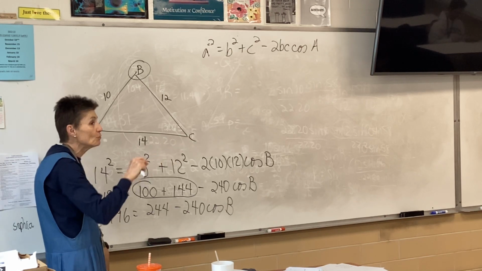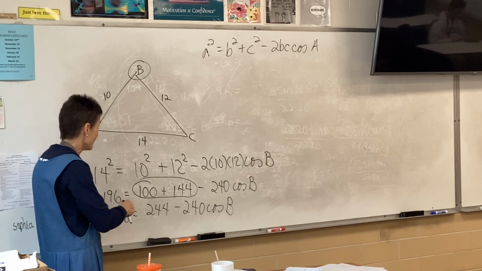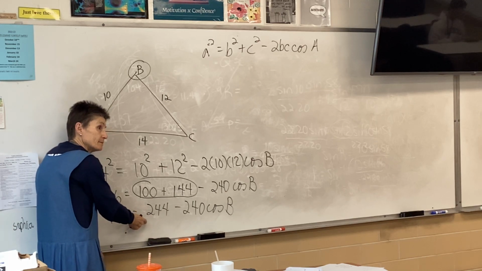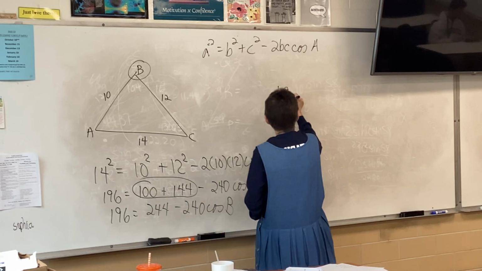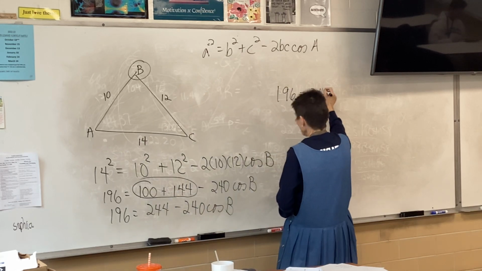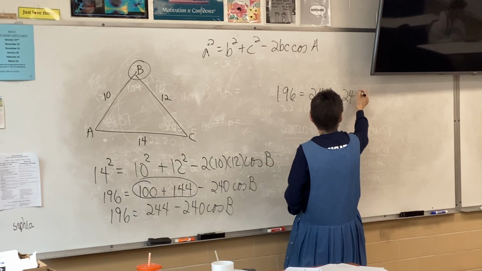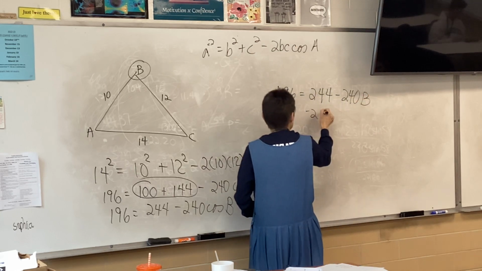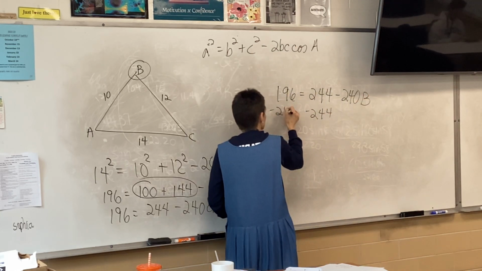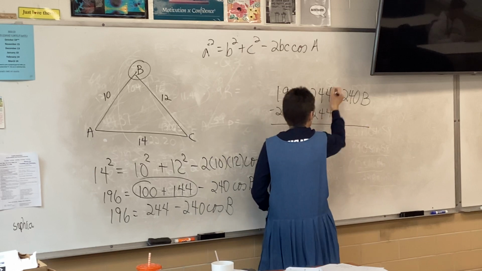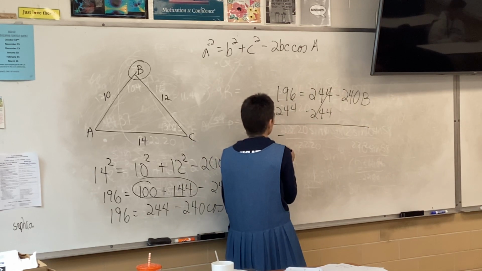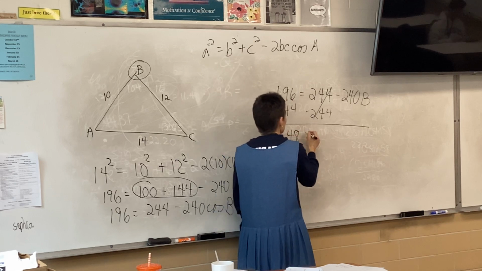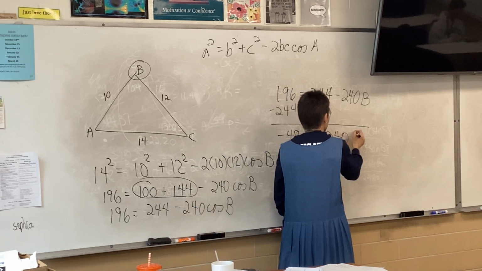We're going to move the 244 to the other side. So what will we do to move it? Subtract it. We have 196 equals 244 minus 240 cosine B. So we're going to subtract the 244. You have a calculator, so you don't need to worry about this. So that's negative 48 equals negative 240 cosine B.